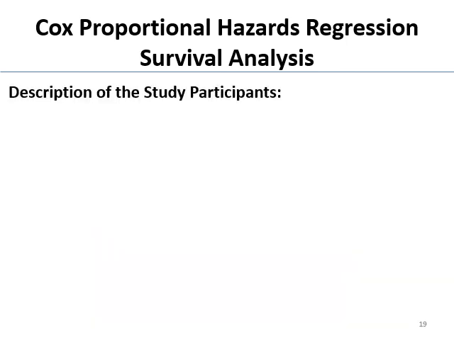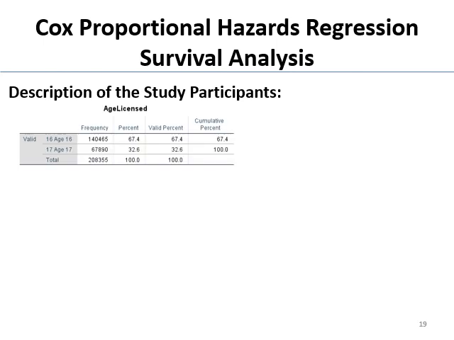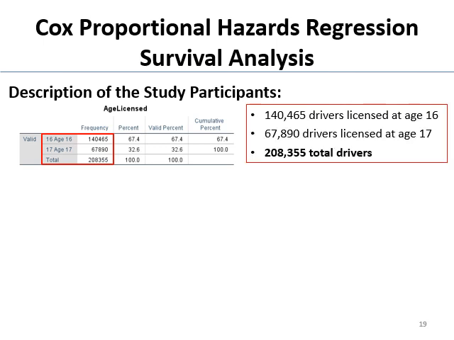So let's describe the study participants. We've got the age that they were licensed. So in California during this time period, there was a total of 208,355 16 and 17-year-olds licensed. You can see that 140,465 were licensed at age 16. Only 67,890 were licensed at age 17.